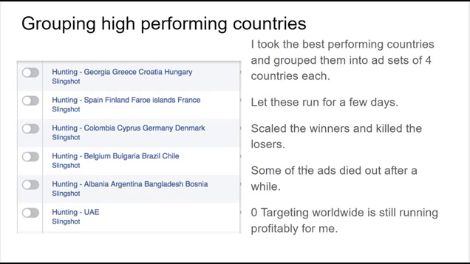But these zero targeting campaigns are actually still running to this day. So that was August 31st. So August, September, October, November. So that's 3 months I've been running for, and they're still running profitably. I'm still running this slingshot to this day.